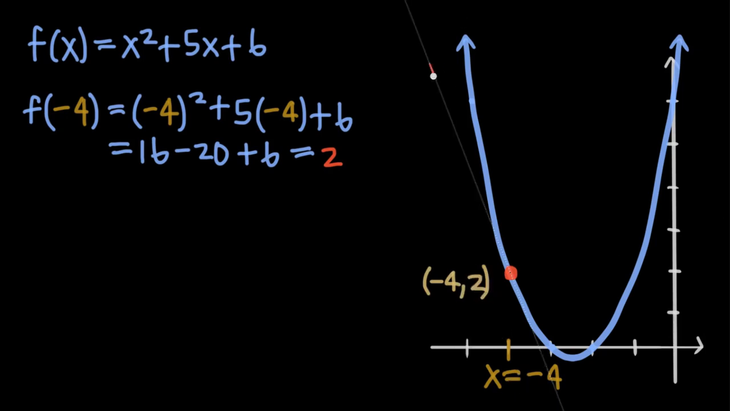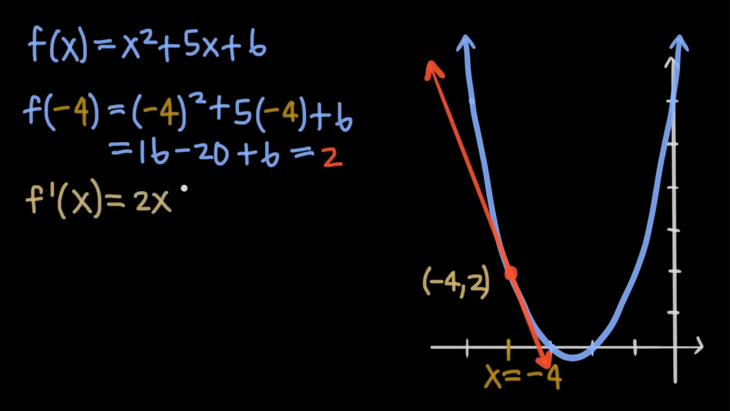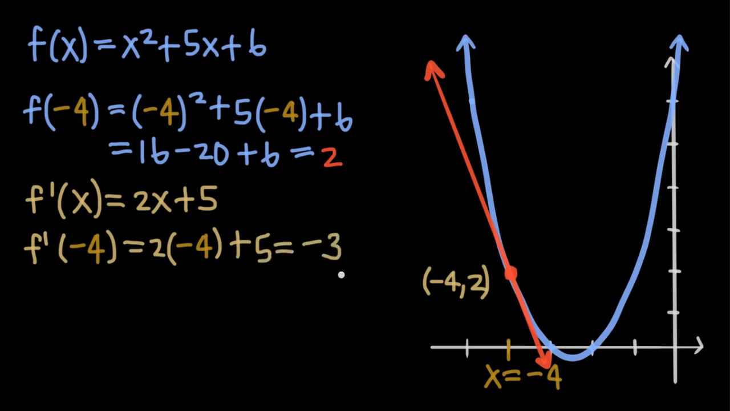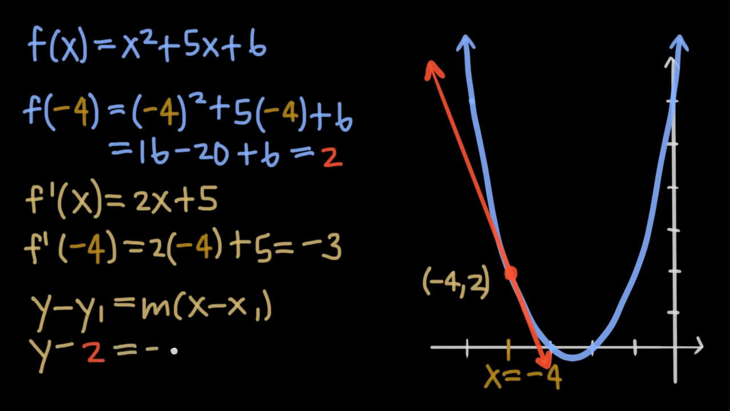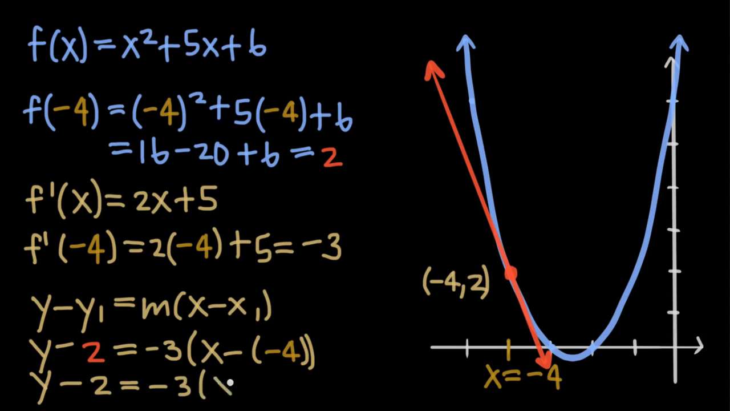And now we just need to know the slope of the tangent line that'll pass through this point. Luckily, we know that the slope at any given point on the function is given by the derivative of that function. At x equals -4, the derivative of the function is equal to -3. Now we can use all this information to plug into the point-slope formula, which will give us the equation of the tangent line. And so for the equation of the tangent line, we're going to get y minus 2 is equal to -3 times quantity x plus 4.